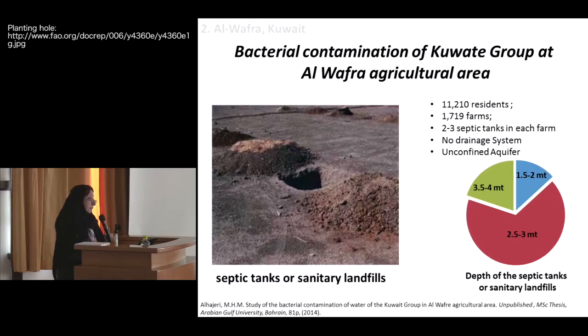We have been approached by the environmental authority. At that time, when we finished the first study, they asked us to do an investigation about bacterial contamination. In the first study we didn't take the bacteria into account, but they told us that we have a problem here. There are a lot of septic tanks in the Al-Wafra area, and those septic tanks are unlined at the bottom, so maybe we will have bacterial contamination, especially since we have 1,700 farms, and each farm has 2 to 3 septic tanks in the area.